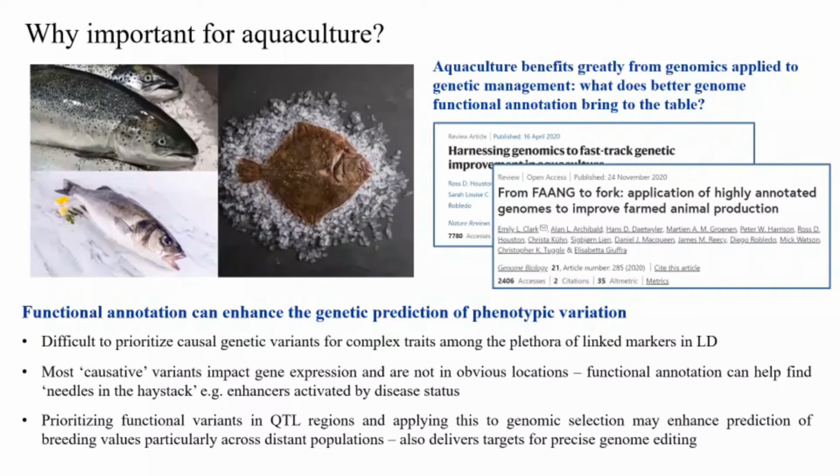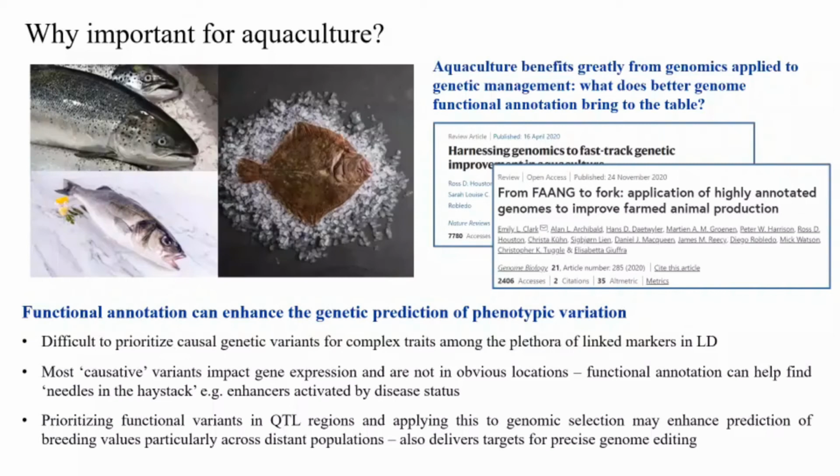I think the classic argument in terms of genetic studies is that functional annotation can enhance our ability to predict variation in traits, perhaps by helping us prioritize, or at least rank, causative variants in regions of interest, such as those defined by GWAS, where you have a huge number of markers that might be in linkage disequilibrium with the actual causative variants. Functional annotation data like ATAC-seq and ChIP-seq helps us identify variants that are not in obvious locations, like in cis-acting enhancers, which might be like a needle in the haystack.